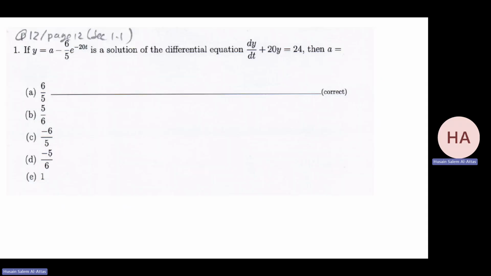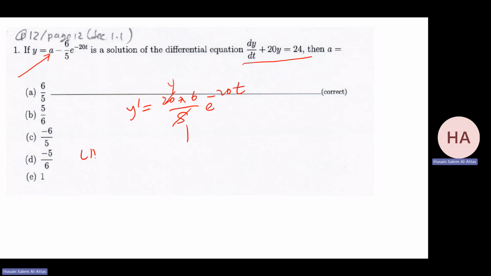If y equals a minus this is a solution, find a. Solution of this. Okay, but this is a. What I will do, the same idea, substitute. I need to find y prime. Y prime will be what? Yeah, that will be 20 times 6 over 5, which is 4, e to the power minus 20t.